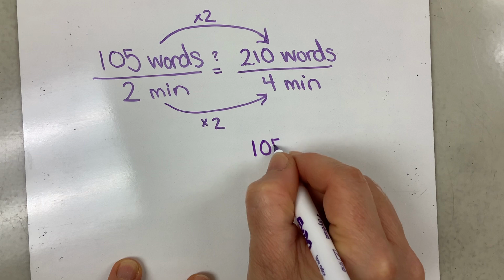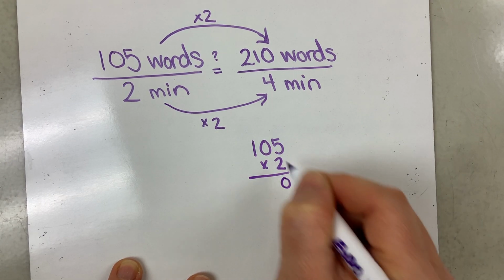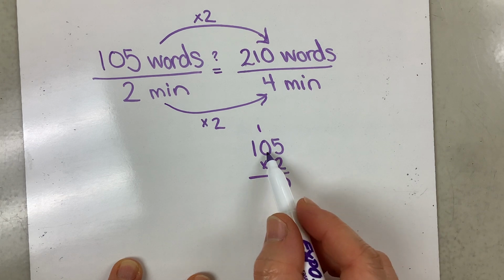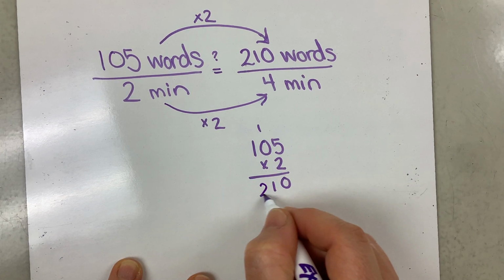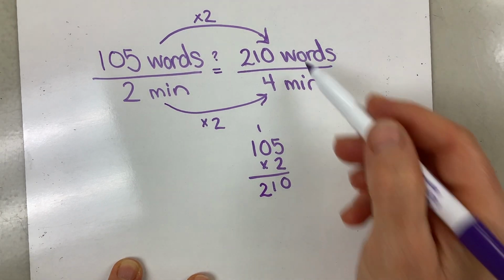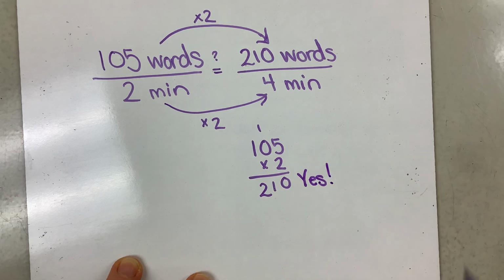So 105 times 2, 5 times 2 is 10, carry my 1. 0 times 2 is 0 plus 1. And then 2 times 1 is 2. And that is exactly what it should be. So yes, these are proportional. They're exactly the same, even though it looks a little bit different. It's almost like our equivalent fractions. They always look a little bit different.